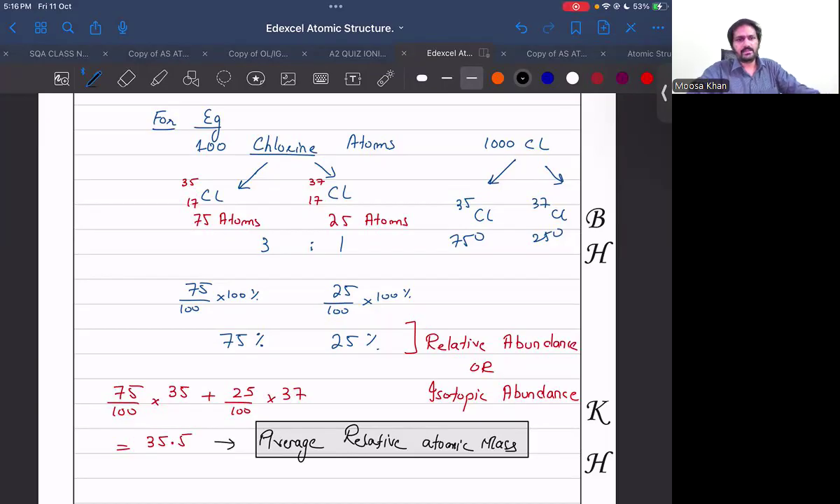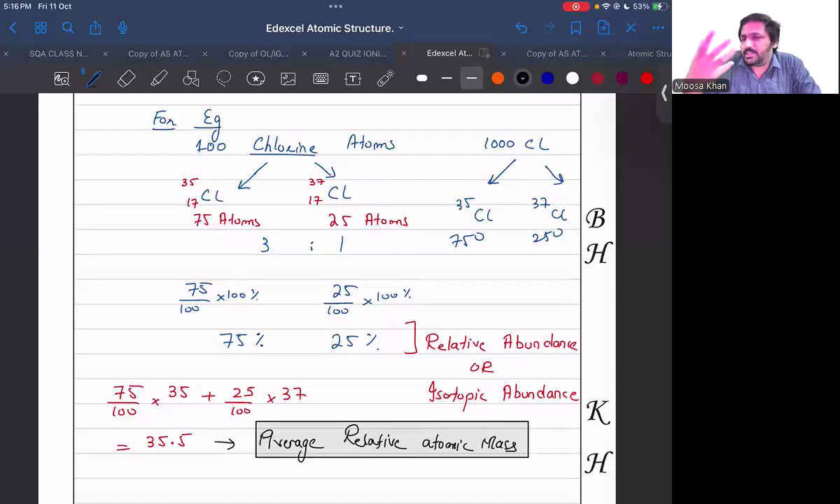But the thing is, you cannot see an atom, right? How you came up to the conclusion that a chlorine element has two isotopes? Not just that, you also know their mass number. That these two isotopes, one with the mass number 35 and one with the mass number 37. And even more than that, you know what is the percentage of the isotope with the mass number 35 and what is the percentage of isotope with the mass number 37.